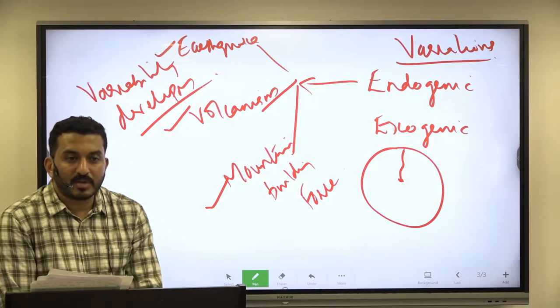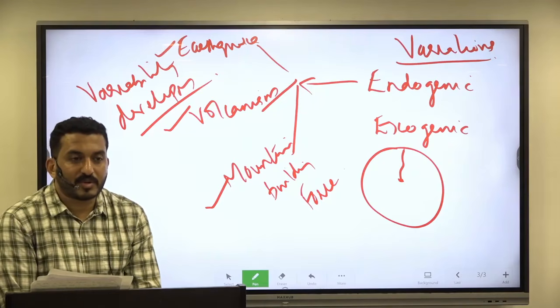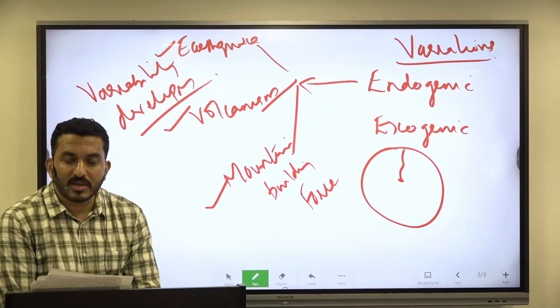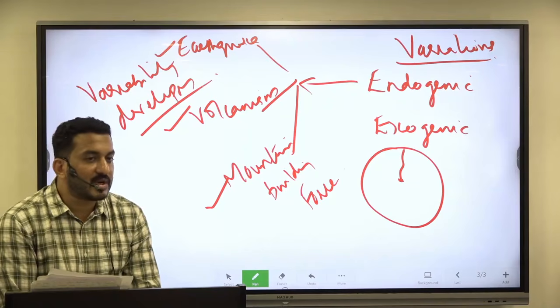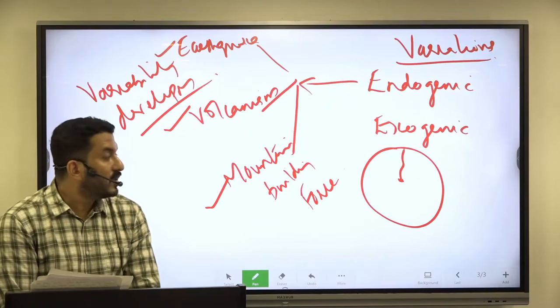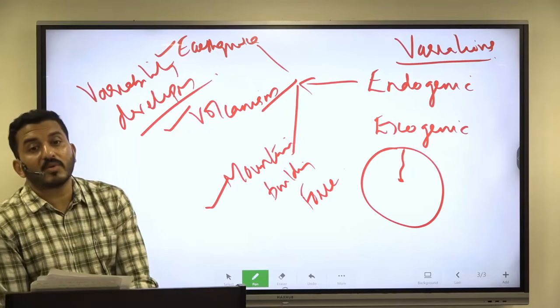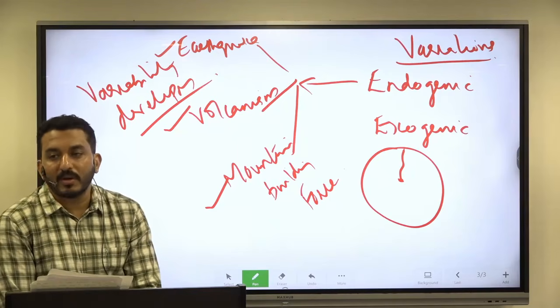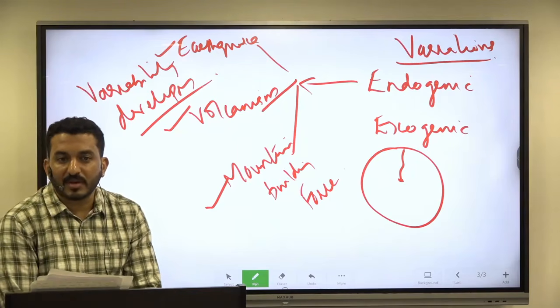So for the time being, you understand endogenic forces are variability developers. They have their origin within the Earth's interior. They will come out to the surface. They will actually develop some variations on the Earth's surface. And we have three endogenic forces: earthquake, volcanism and mountain building force. As much is clear? Yes or no?